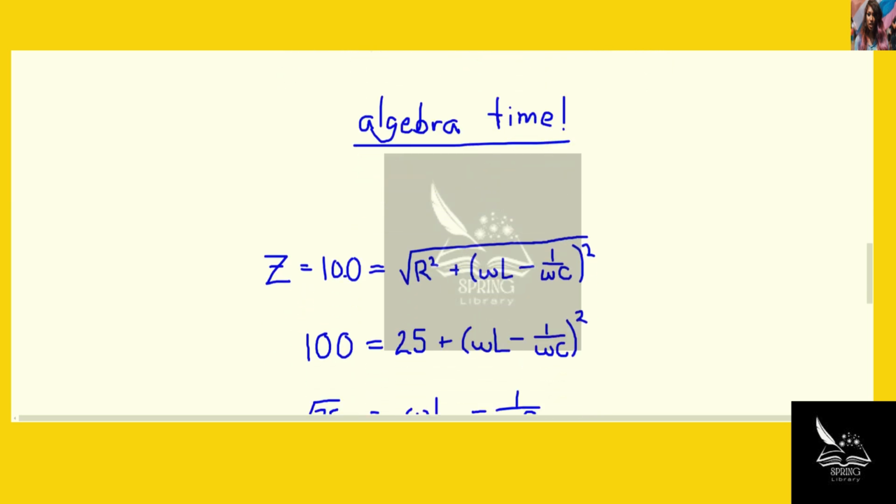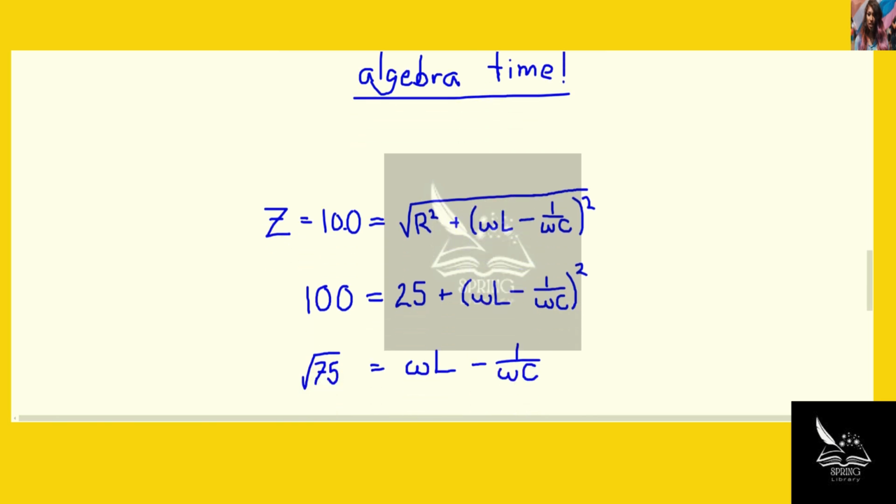Then we'll go ahead and square both sides to remove the square root. We'll end up with 100 equals 25, etc., etc. Then I'm going to do two steps at once here. I'm going to subtract 25 from both sides, which gives us 75 equals 0 plus this stuff. Then I'm going to take the square root of both sides to get rid of that square. That gives us square root of 75 is equal to omega L minus 1 over omega C.